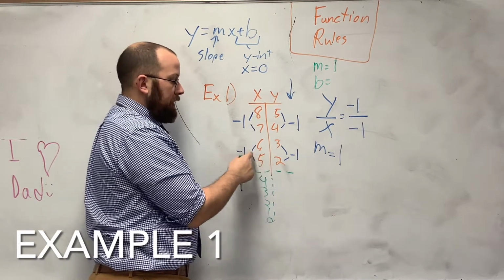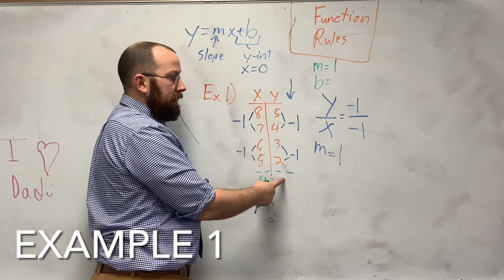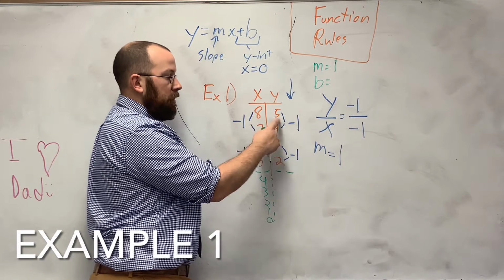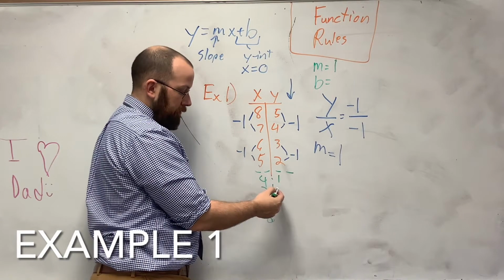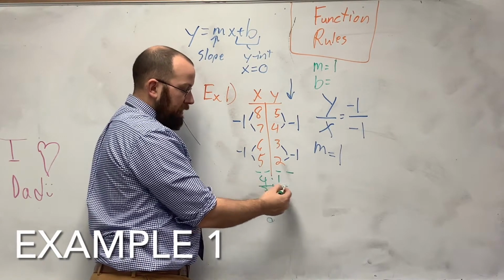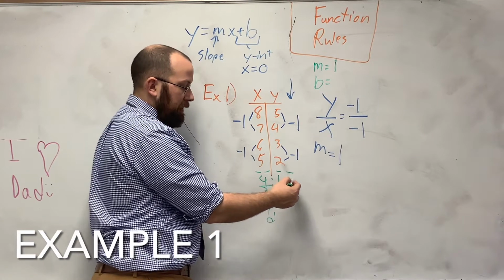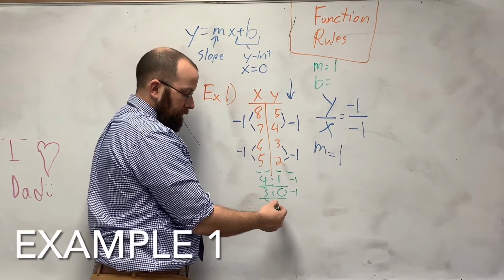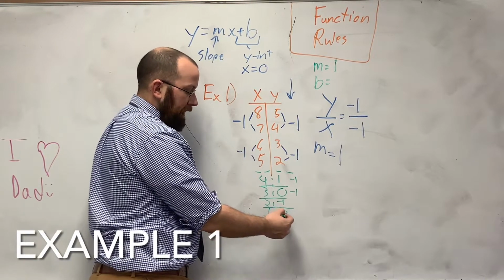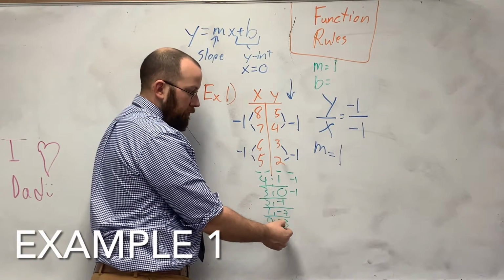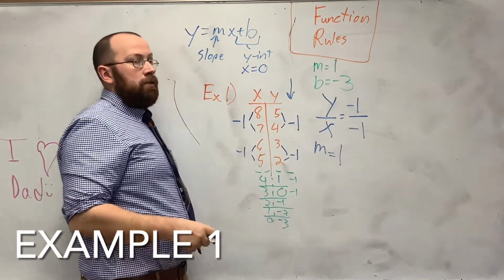Every time I go down 1 on the x, what do I do with the y's? Well, I went down 1 here, I went down 1. So what I have to do is just keep going down 1. When I get to 4, it's going to be 1. When I get to 3, it's going to be 0, because I'm just subtracting 1 every time. When I get to 2, it's negative 1. When I get to 1, negative 2. And 0, negative 3. And there you go. That's how you do it from a chart.